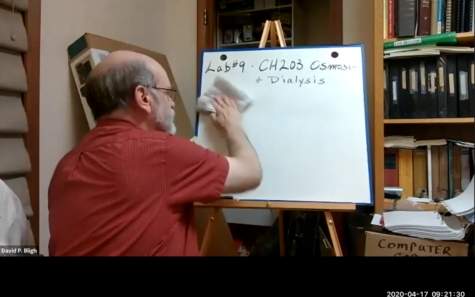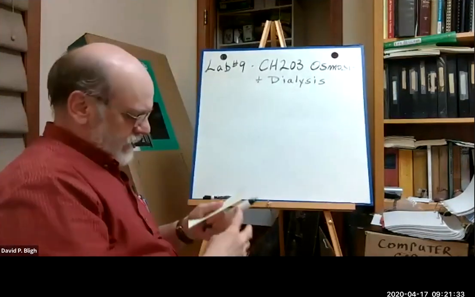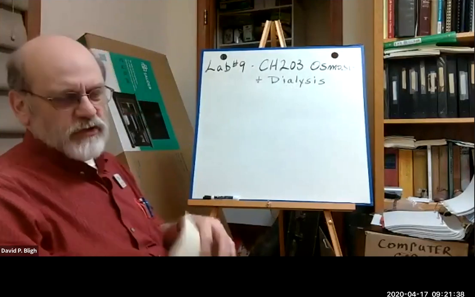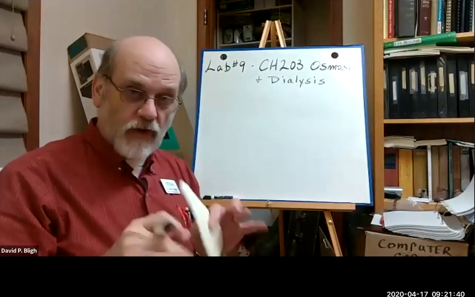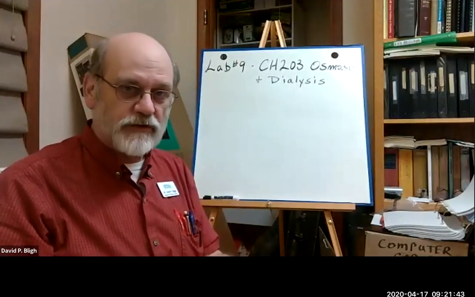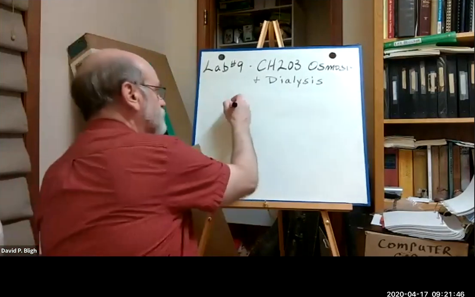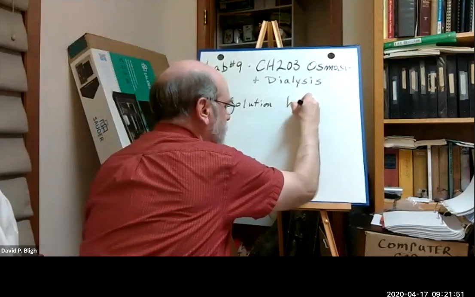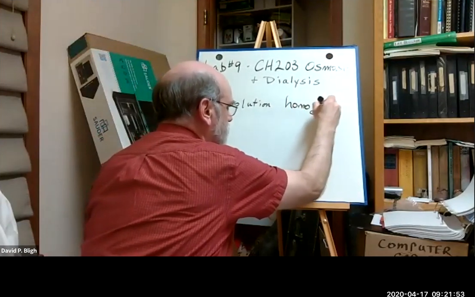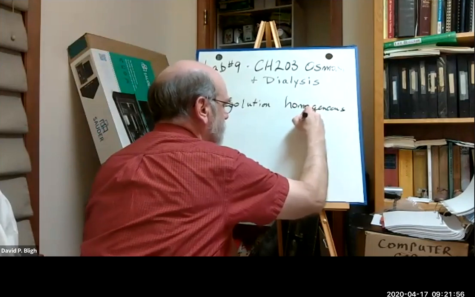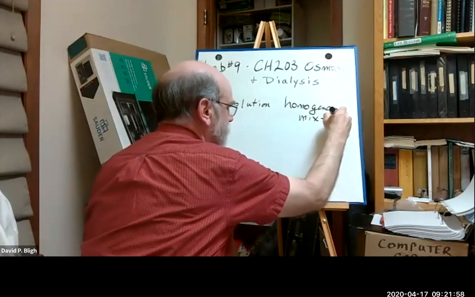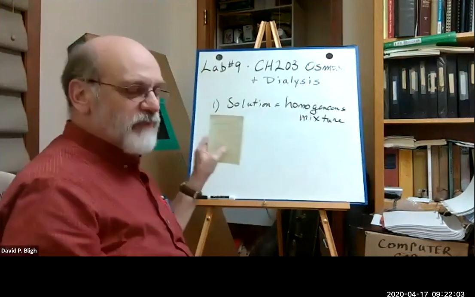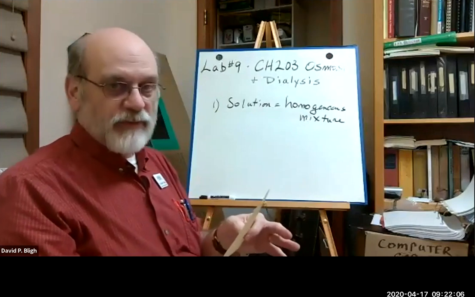So those two definitions. Now we need some other definitions. Well, I've been using the word solution because I know we've gone over solution in class. What is a solution? Solution is a homogeneous mixture. All right, that's one. And it's composed of at least two components.